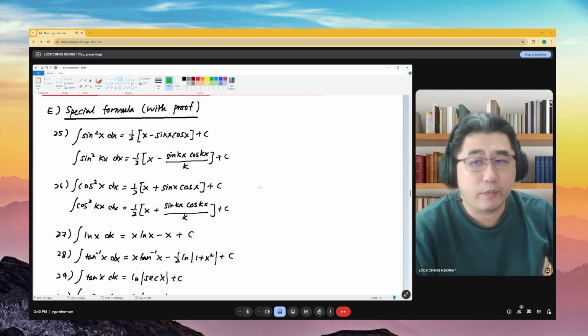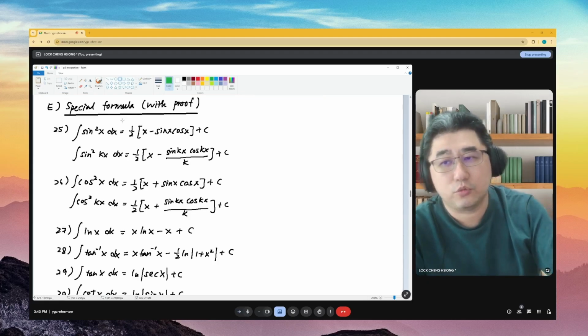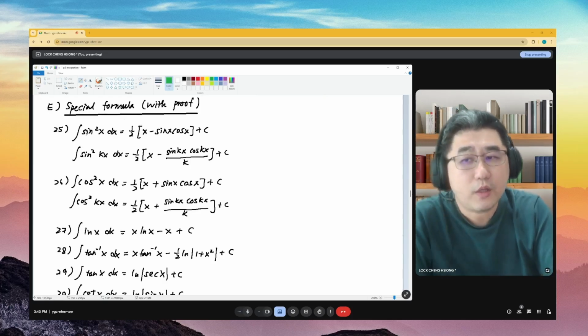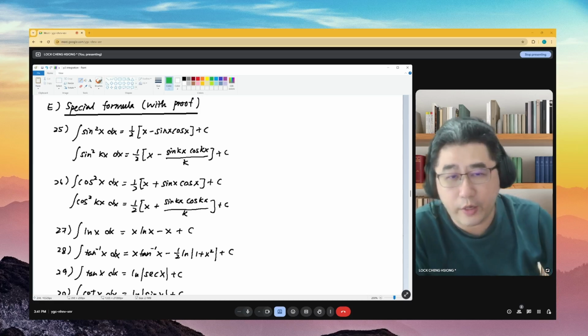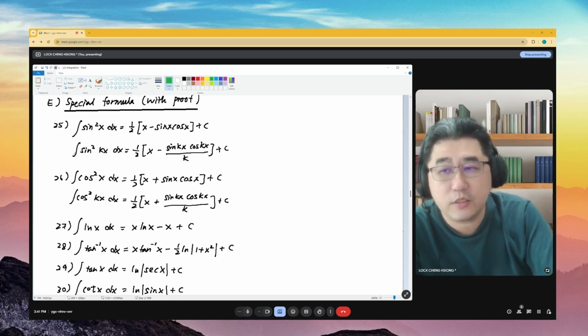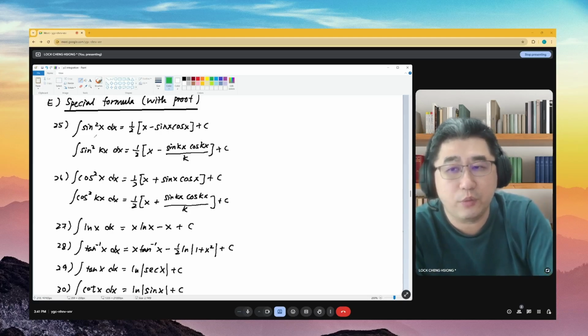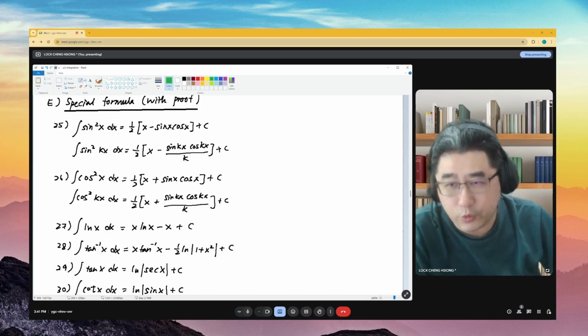Then E, special formula with proof. These formulas appear from the compilation of past papers. So 25 we have sine square, 26 cos square. Some students will say, hey, isn't this the same as the trigo rule above, which is to change the power more than 1 into power 1? Yes, it's similar, but right now I'm showing you another approach.